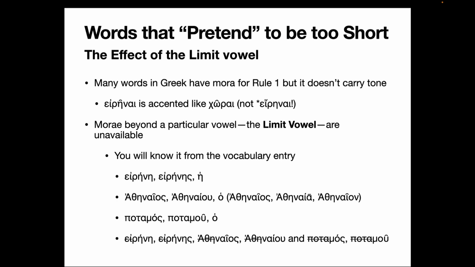And what this means in effect is that these words are, for purposes of accentuation, shorter than they really are. Eirana is really just rana for purposes of accentuation. Athenaios is really just naios for purposes of accentuation. And potamos is just mos for purposes of accentuation.